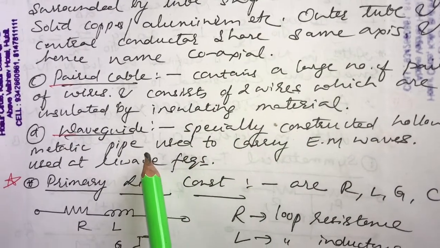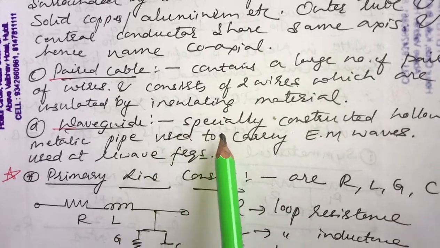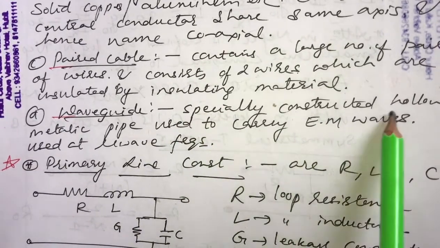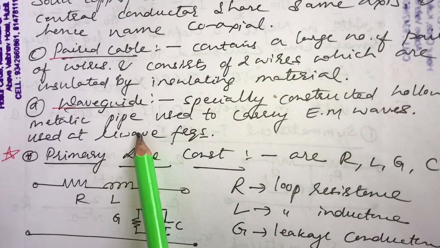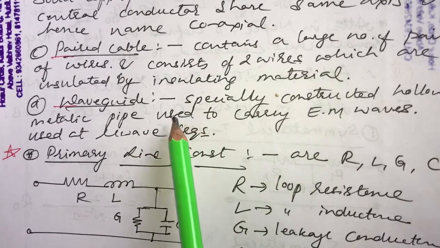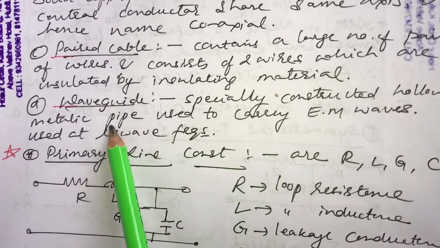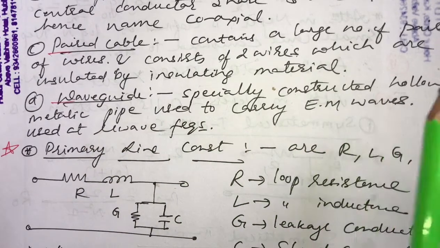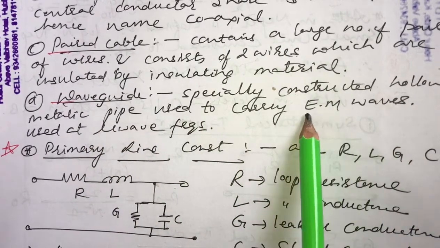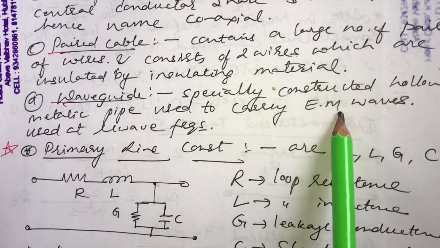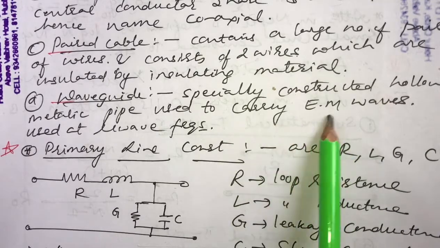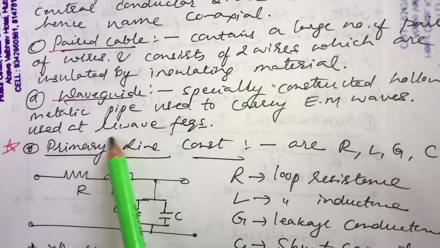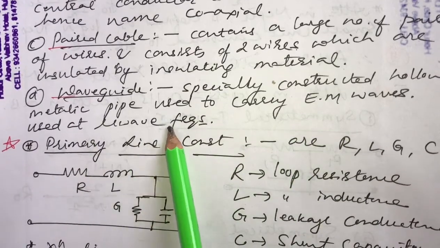And next we have the important waveguide. So what is a waveguide? It's a specially constructed hollow metallic pipe, used to carry EM, electromagnetic waves. Electromagnetic means it contains both electric as well as magnetic fields, which are mutually perpendicular to one another, and these EM waves are used at microwave frequency.